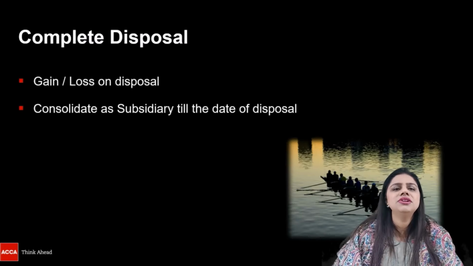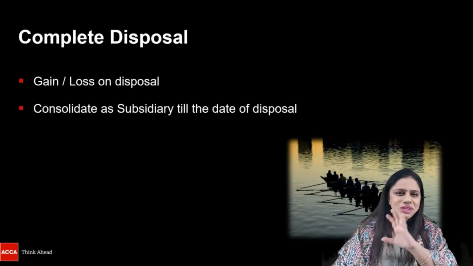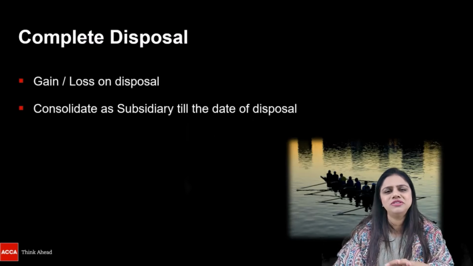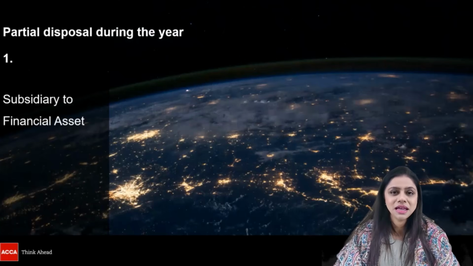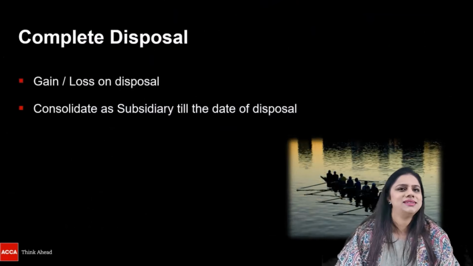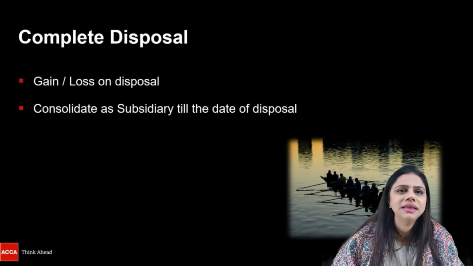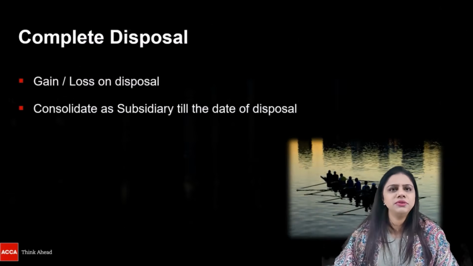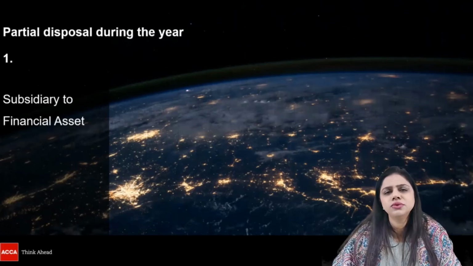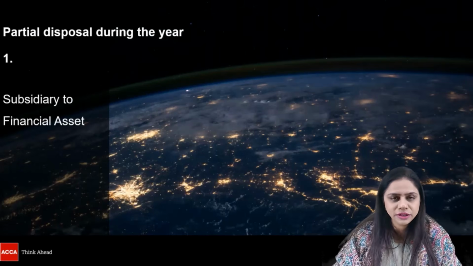So if there was a full disposal, then our life is easy. We just consolidate it till the date of disposal. After that, we just make the normal individual company financial statements. However, there can be tricks. Everything happens in the market. So partial disposal can be there if it was during the year. If it was in the past, if the examiner said in the previous year there was a partial disposal, it is not going to impact our statement in the current year. However, if it happened in the current accounting period, how do we account for that then?